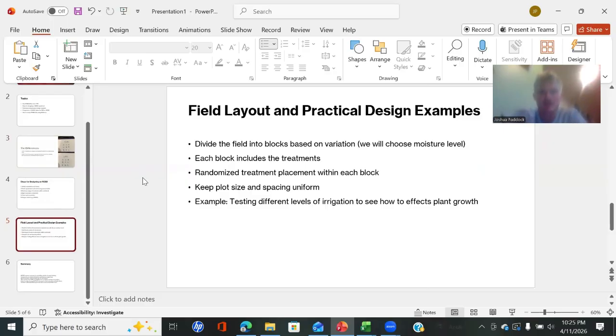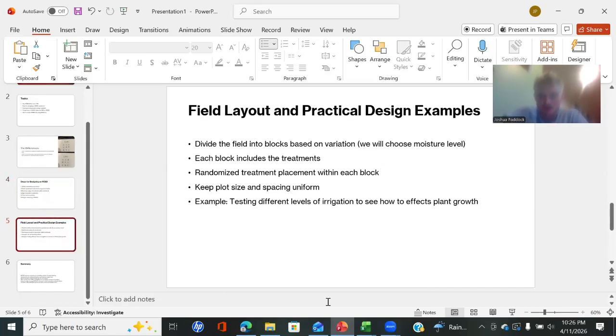Randomize treatment placement within each block, and then we keep plot size and spacing uniform to ensure uniformity throughout the whole experiment. An example of this would be using different levels of irrigation in different blocks to see how that would affect plant growth.